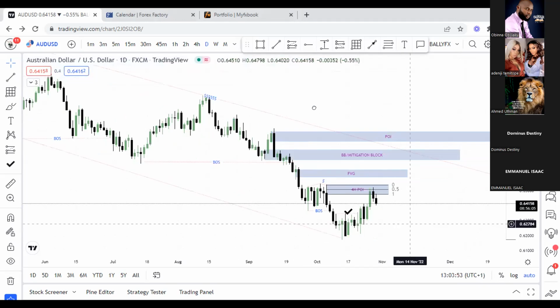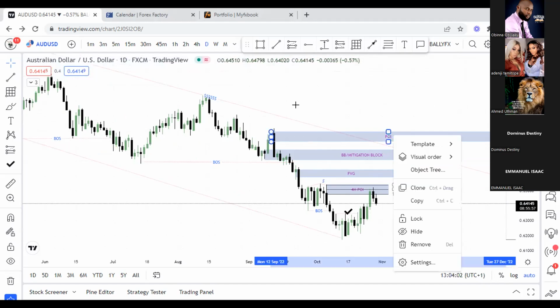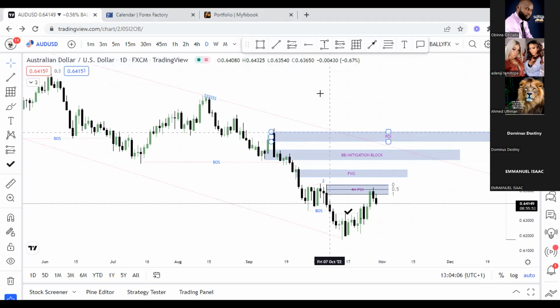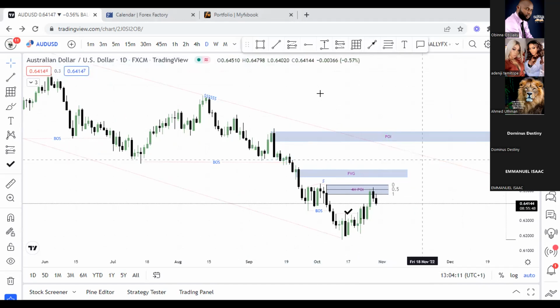Well, it seems to have too many areas of interest. Oh, I just drew them as some of them are from lower time frames. Delete it. Do you guys understand?